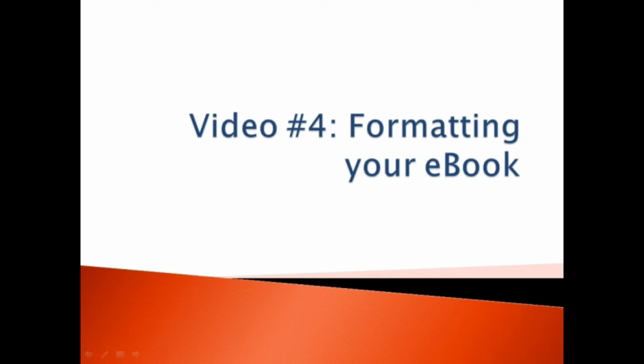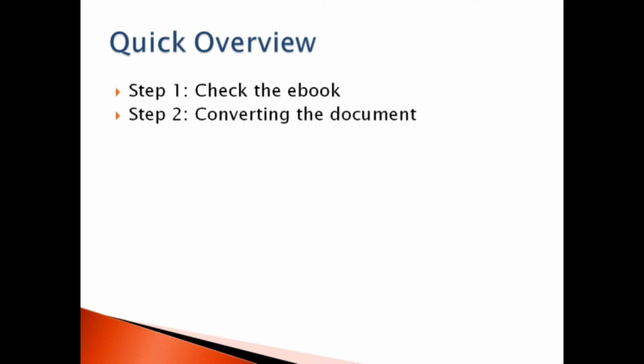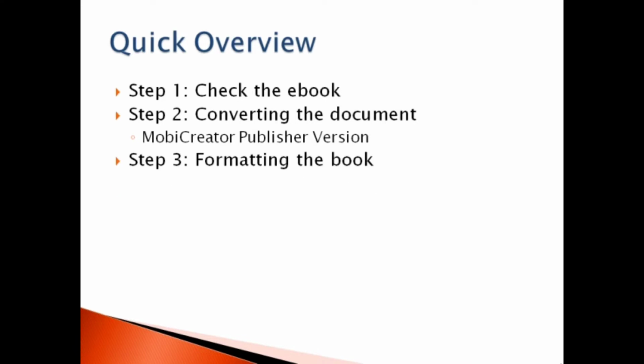Hello and welcome to video number 4, which is all about formatting your ebook. Before we actually dive into the first 2 steps, I want to talk about a quick overview. So step 1, we're going to check the ebook to make sure everything is okay. Step 2, we're going to convert the Word document to HTML. And we're going to be using a free software tool called Mobi Creator Publisher version. It's free. You don't have to invest any money. And then, of course, step 3 is we're going to be formatting the book one step further. So with that said, let's go ahead and get started.